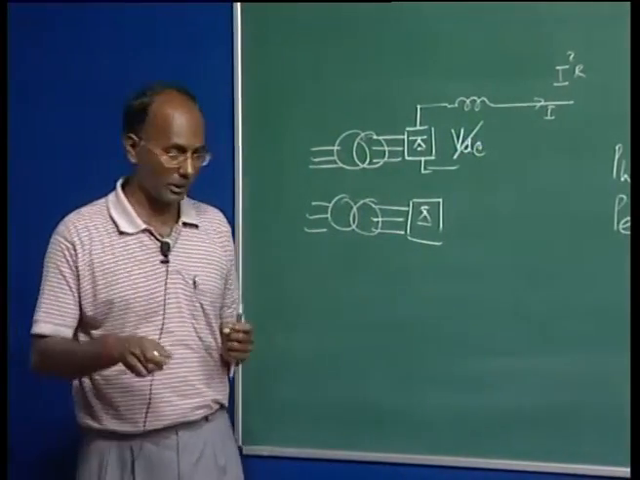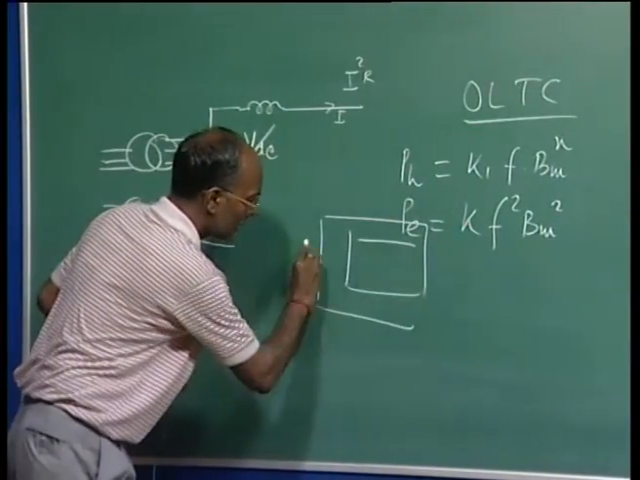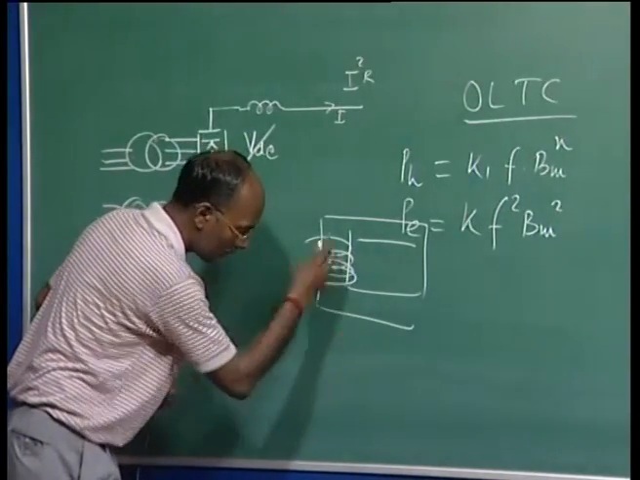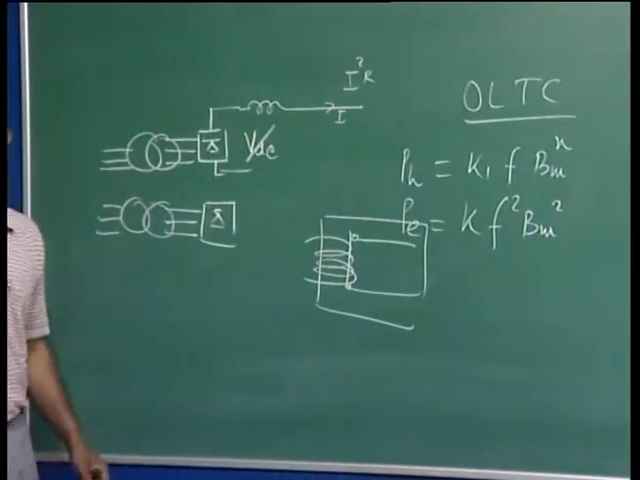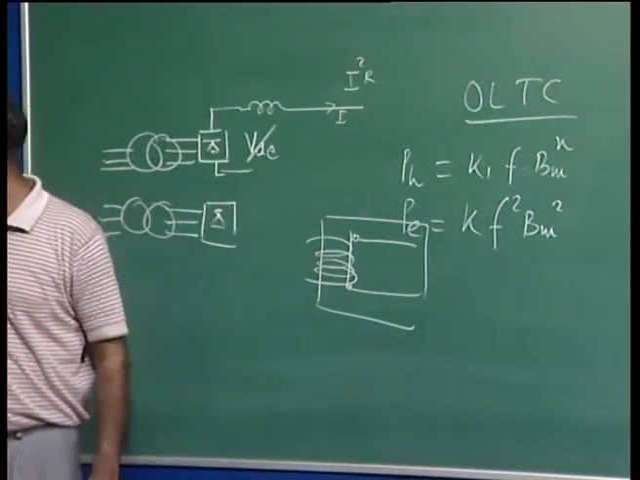A hot spot is nothing but, if the transformer is there and you have windings, at the core ends more flux is flowing, and some sort of puncture or hot spot will occur in the transformer winding or in the core.